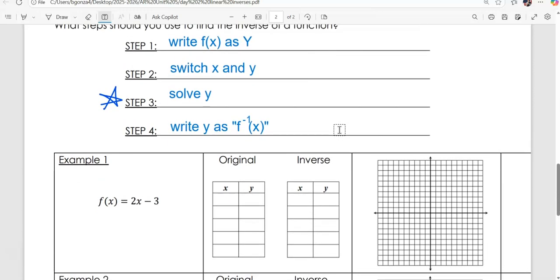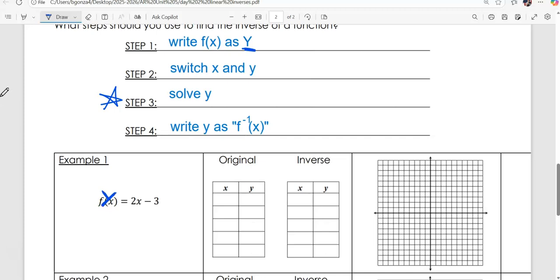Okay, let's do it on the first example. Ready? Example 1. What's my first step? Instead of f of x, what letter do I put? So this is really just put a y on top of it. Save you some writing. So now it's y equals, okay?